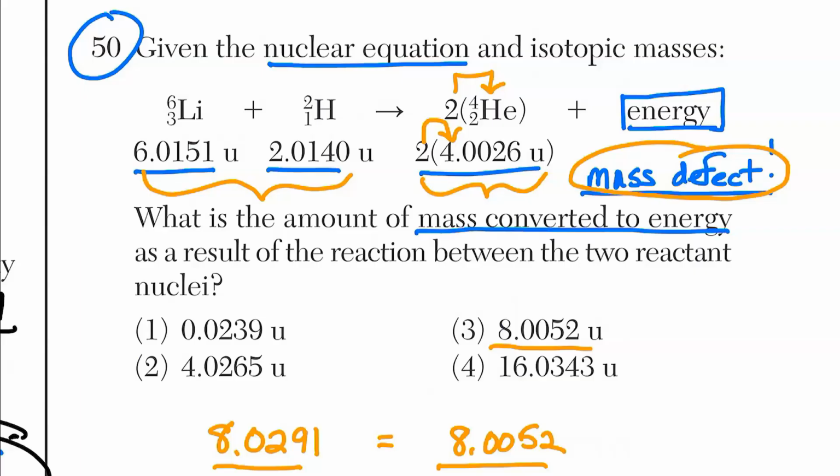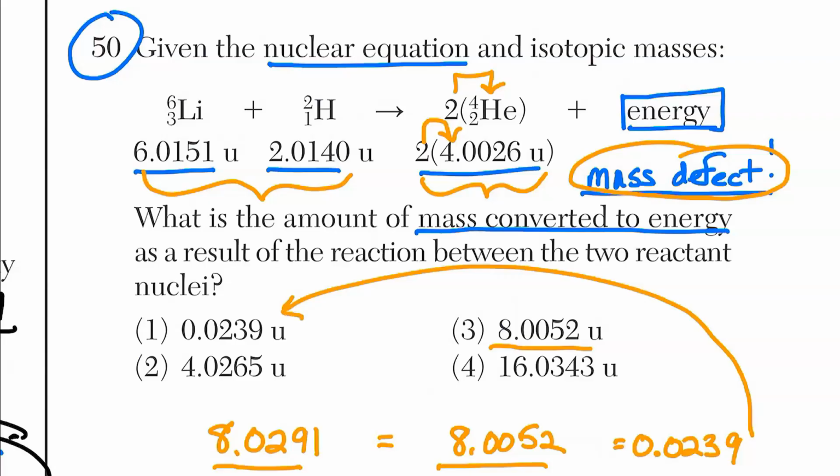So 8.0291 minus 8.0052. Put that in your calculator of fun, because calculators can be fun. And what I get is, the missing mass is 0.0239. And of course, exactly what's written here. So really nasty distractor here by just having this number here, which is 2 times that. But you had to see how much mass was converted to energy. What was really the missing mass? Okay, so that's what that was about.